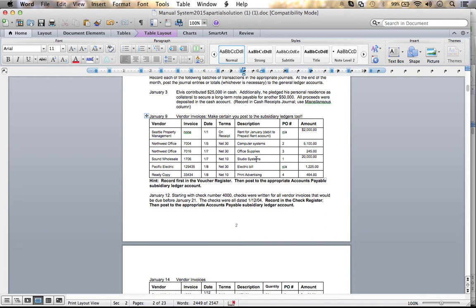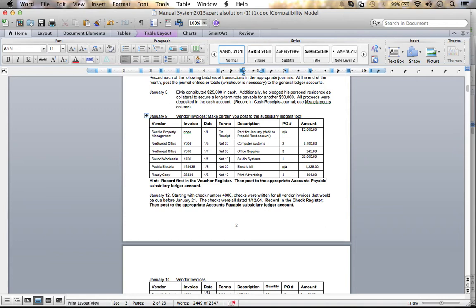subsidiary ledger. All right, once I have these recorded, I'm going to have to pay some bills, and it says pay any bills that are due before the 21st. So I take a look at this, and certainly the Seattle Property Management bill is due before January 21st. It was actually due the 1st because it was due on receipt when we received the bill. Northwest Office is due February 5th, so we don't have to worry about that one. And the other Northwest Office is due February 7th.